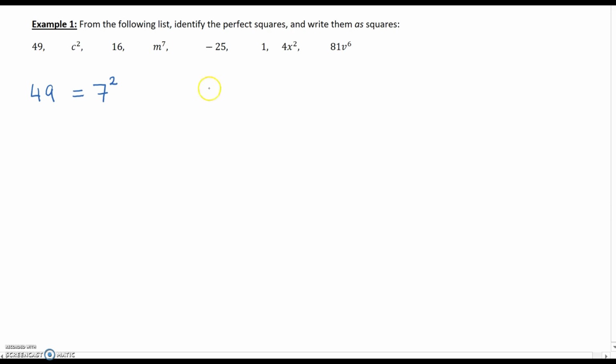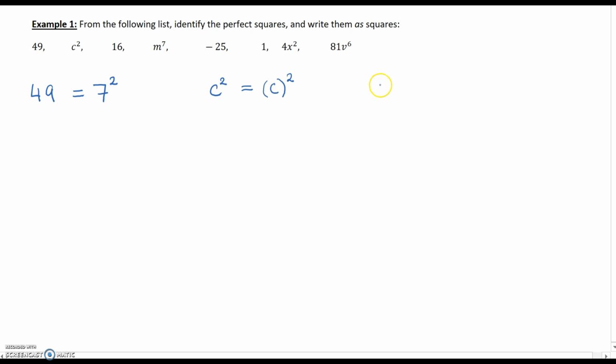C squared is a perfect square because the power is even. So if the power on a variable is an even number, then it's a perfect square. And we will write this, we'll see later why, as (C) squared. So if we have variables with an even power, we're going to write the letter inside parentheses with the square on the outside.